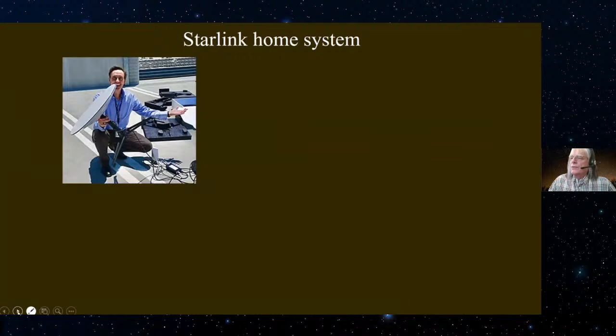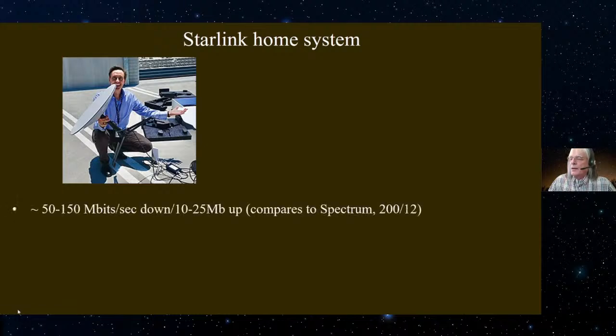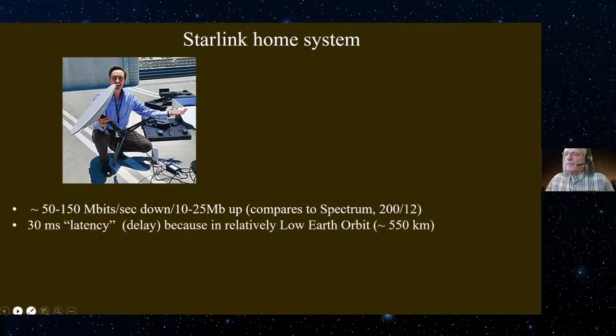So the Starlink home system for internet, this is not going to talk to your phone. This requires a dish to see it. It has 50 to 150 megabits down, 25 megabits up. So this is downloading movies and watching things. And this is you clicking and uploading and zooming and pushing your video. Compares to Spectrum, which is one source. It has a 30 millisecond latency, very short delay because it's in low Earth orbit, 550 kilometers.